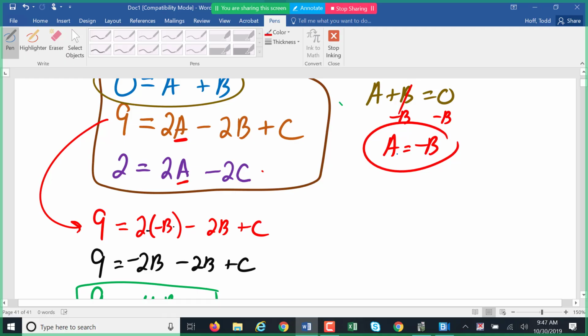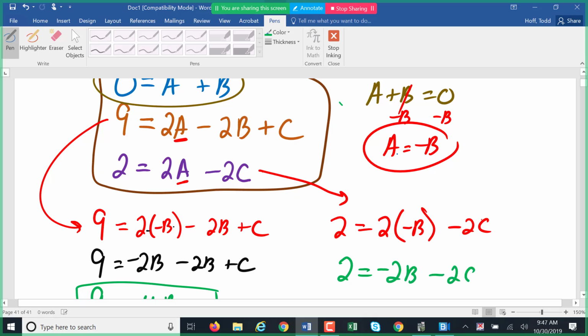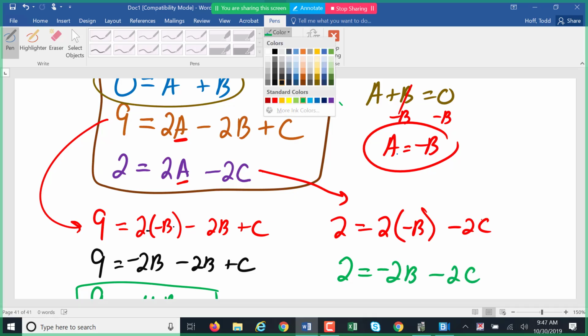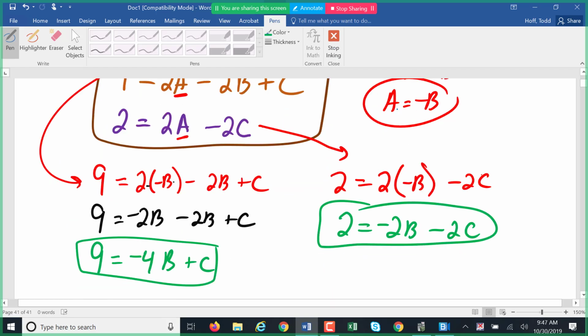Now I'll substitute in for a in this third equation. So 2 is equal, instead of 2a, it's 2 times opposite b minus 2c. Simplifying that out, 2 times negative b is a negative 2b minus 2c. So there's my second equation.